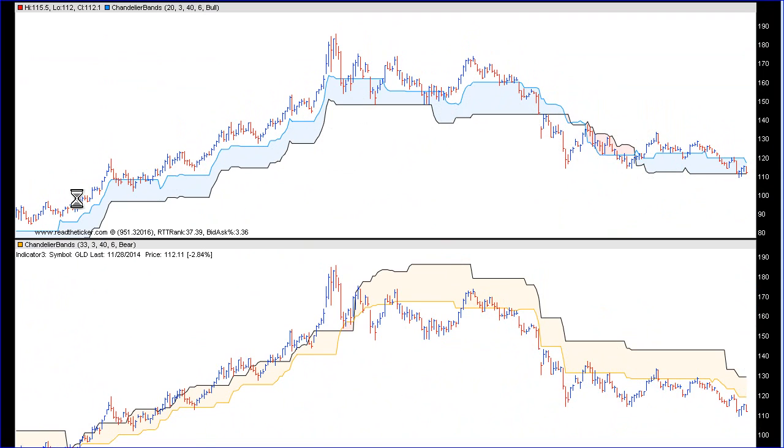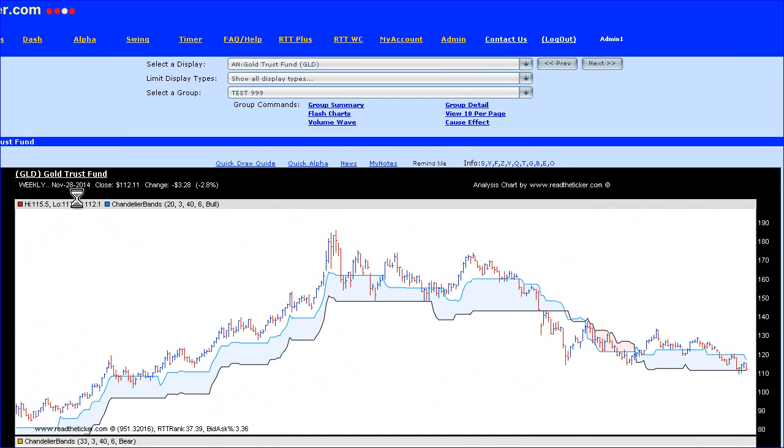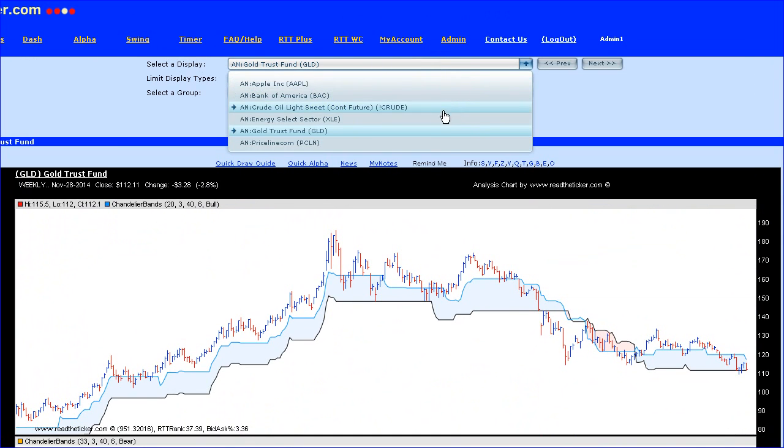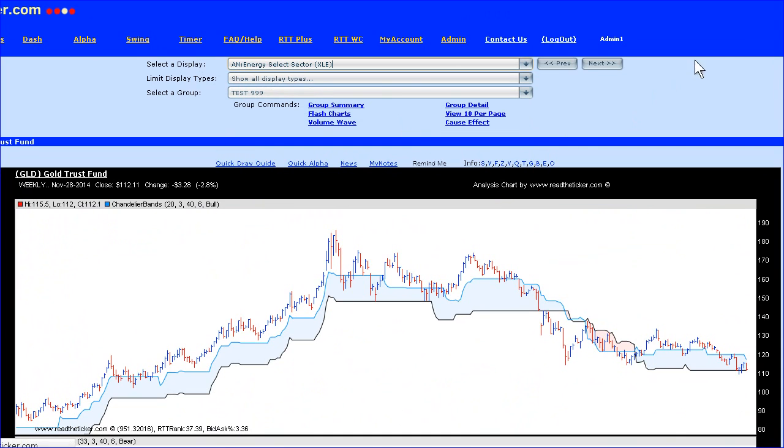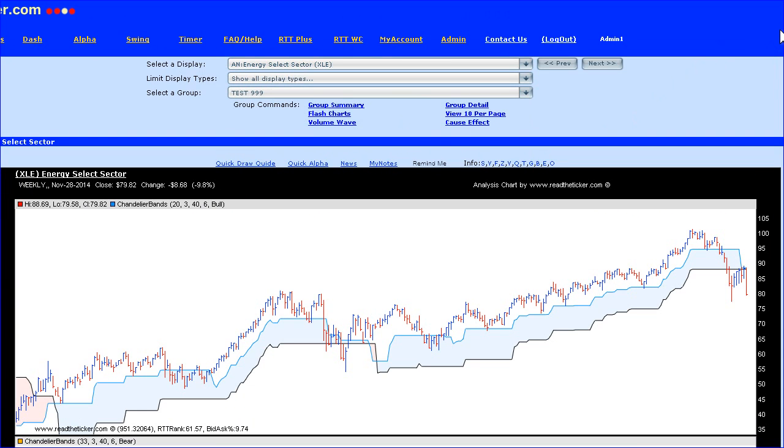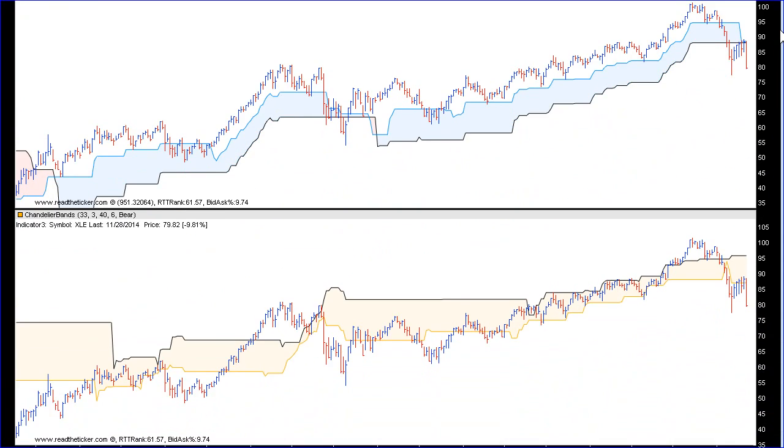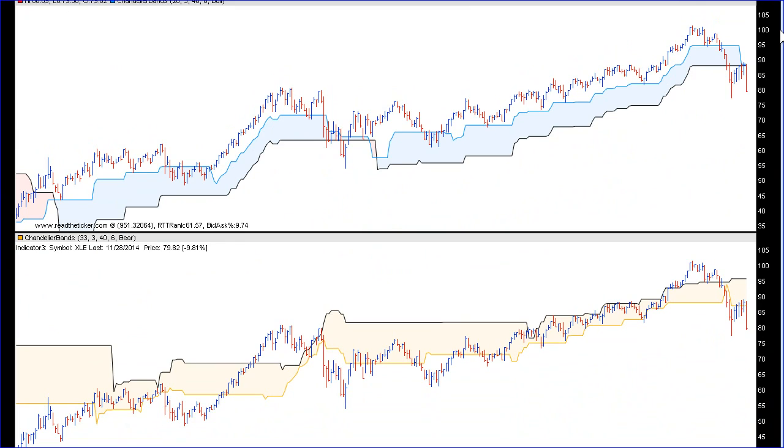So look, another one. Energy. Now, we obviously know the crude oil price is going down. Energy stocks have taken a bit of a hammering. This is XLE of the Spiders.